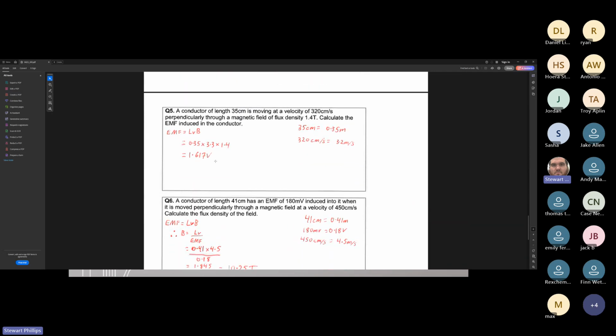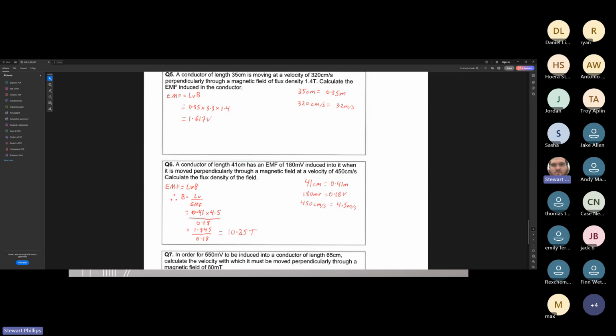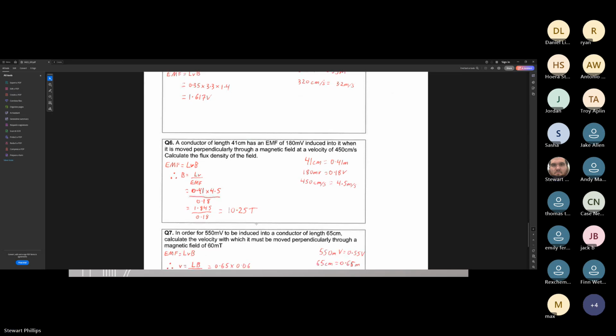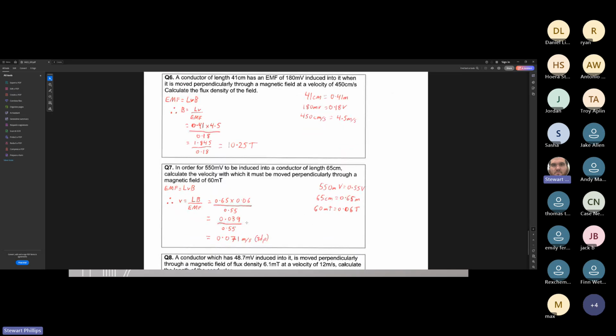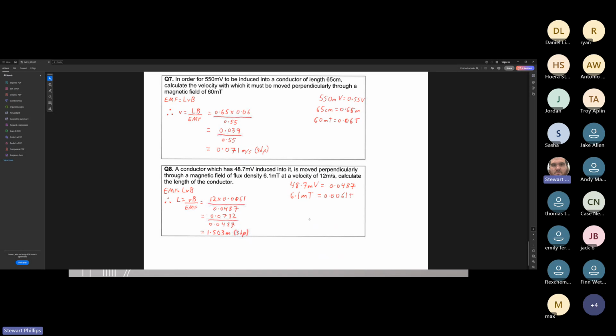Question 5, we ended up with 1.617 volts. Question 6, we ended up with 10.25 teslas. Question 7, we ended up with 0.071 meters per second, or 7.1 centimeters per second. And then we end up with 1.503 meters, 3 decimal places. So those were the answers to the questions from last week.